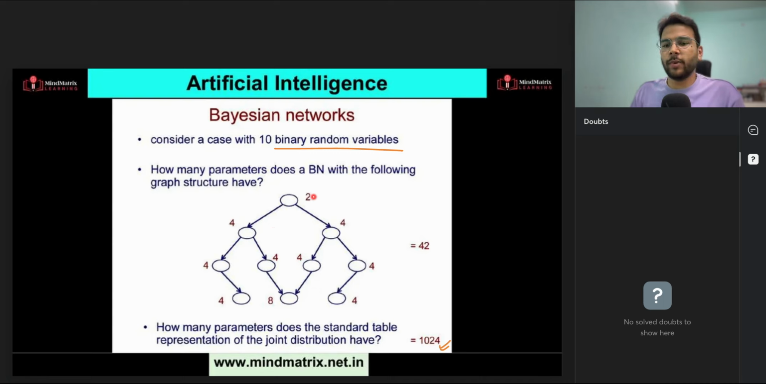Here, this is having 2 parameters. This given this, so 4. This given this, so 4. Similarly, 4, 4, 4. Same scenario. 4 here, 4 here. But this one is conditionally dependent on these 2, so it should be 8 here. So total, if you add, it will become 42. So this is one of the possible questions that can be framed. Okay. So this is important.